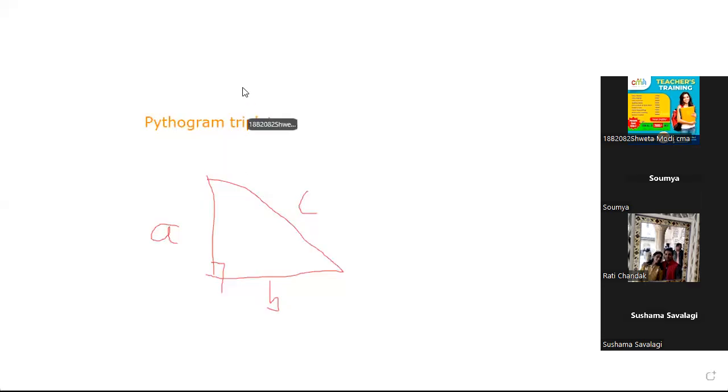Pi. Hypotenuse square is equal to one side square plus the other side square.